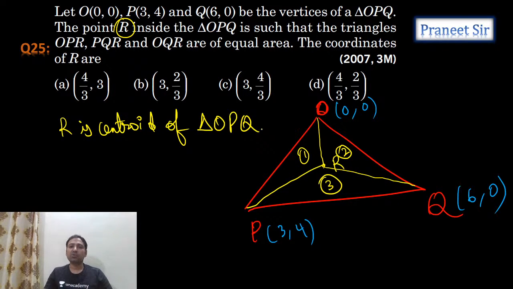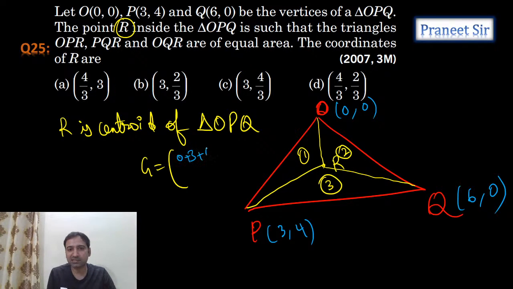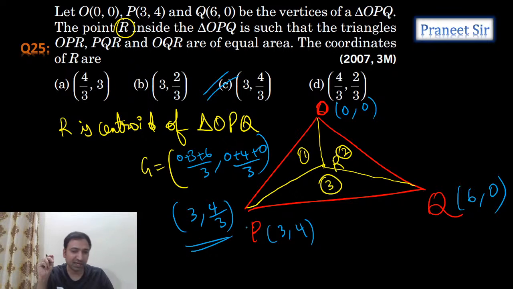Why? Because the only point inside OPQ which makes the three triangles equal area is the centroid, guys. So indirectly he is asking us to calculate the centroid. What is the centroid of this triangle? Centroid Z is equal to (x1 + x2 + x3)/3, so (0 + 3 + 6)/3, comma (0 + 4 + 0)/3. So how much do we get? Are we getting the third option? We are getting (3, 4/3). Correct? Is it clear, guys?